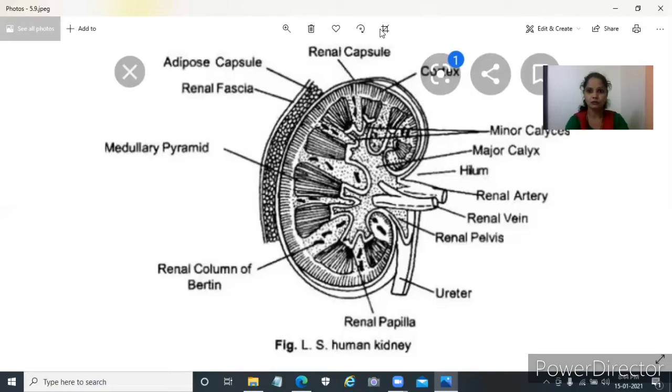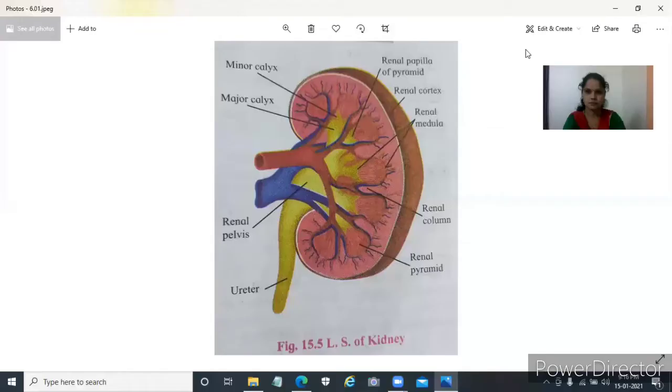Now look at this figure. This figure consists of mainly two regions. The outermost region is the cortex, while the middlemost region is the medulla. So this region is the medulla, and the outermost is the cortex. Now let's learn about the different labels related to the LS of the human kidney.